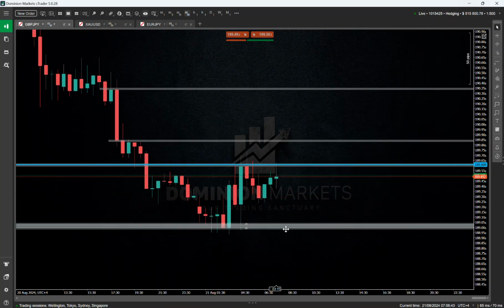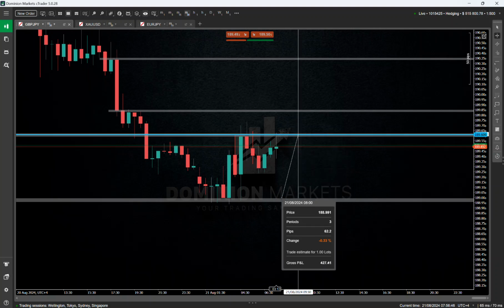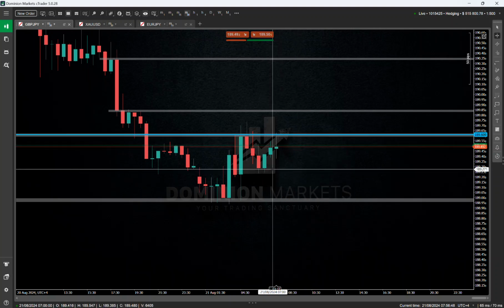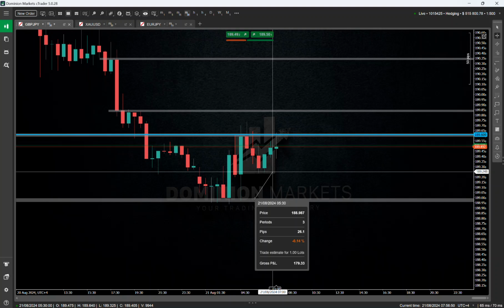But other than that, I guess we're just consolidating over here. We're just consolidating in the 66 pip range. Even if you break below 189.240, it's like a 26 pip range.